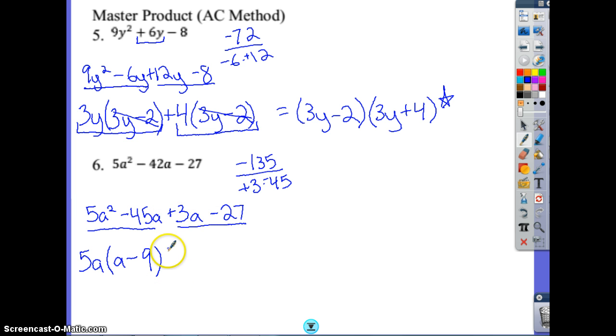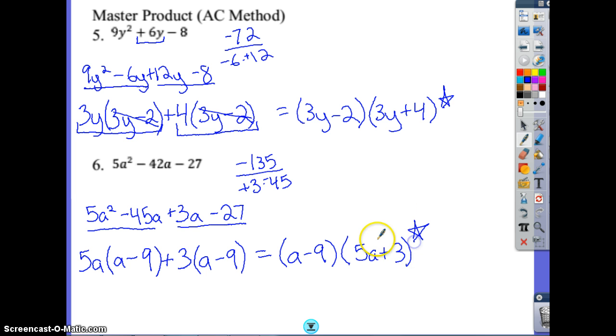Here, again, it starts with a plus, so we're going to do plus 3 and 27. Yes, they're both divisible by 3, so we're going to take that away. 3a divided by 3 is going to leave the a. Negative 27 divided by 3 is going to be a negative 9. And you can see again that they did share that term. So my final answer is I take my a minus 9 out, and my leftovers here are 5a plus 3. And that is my factorization by the master product method.